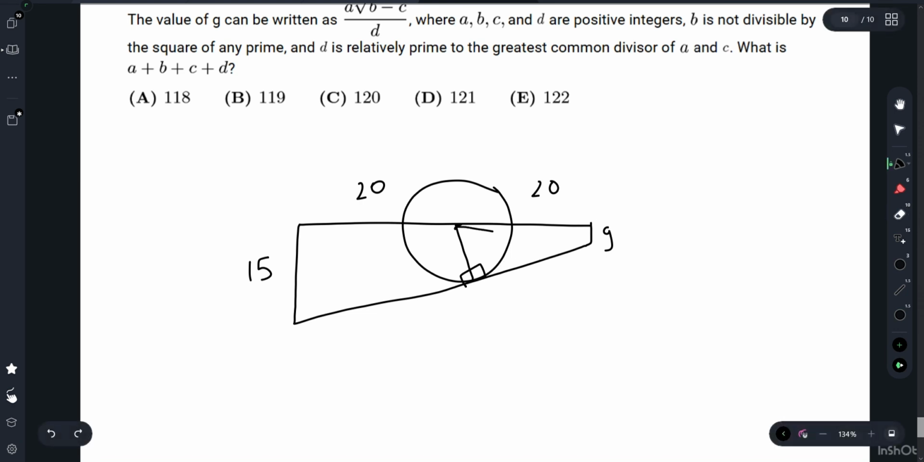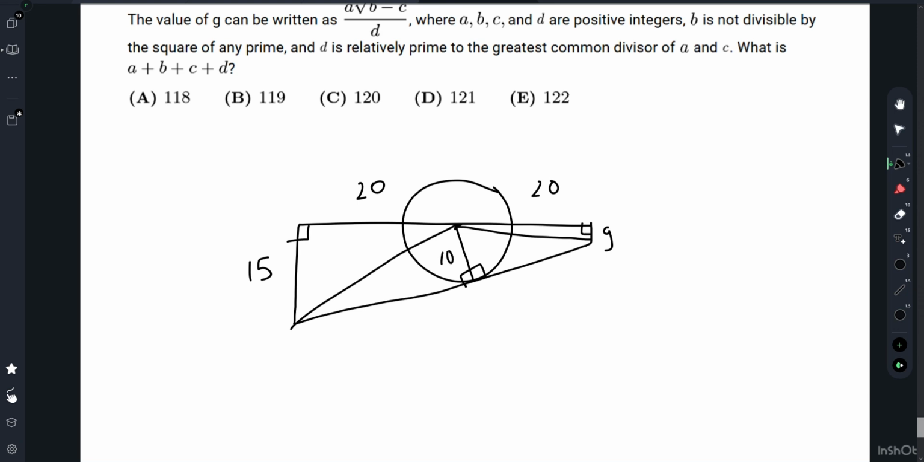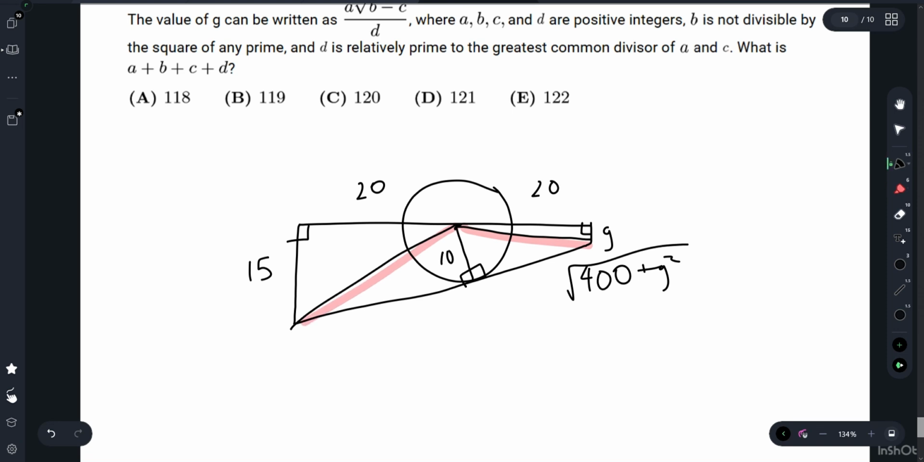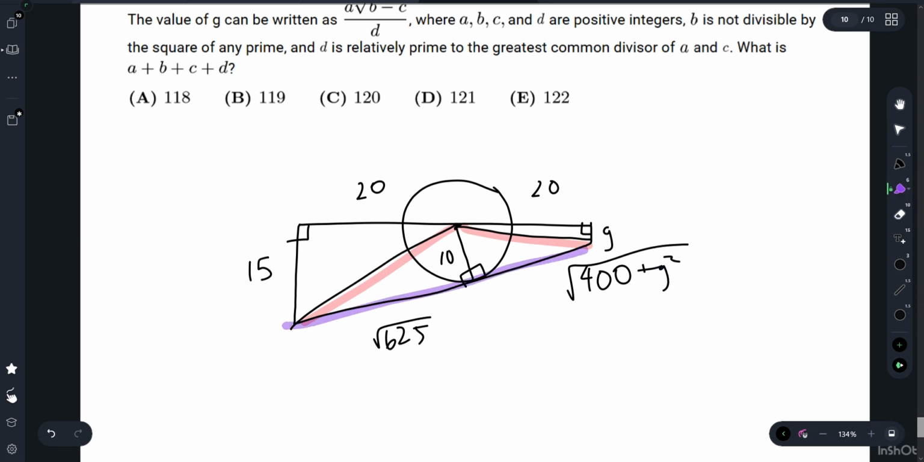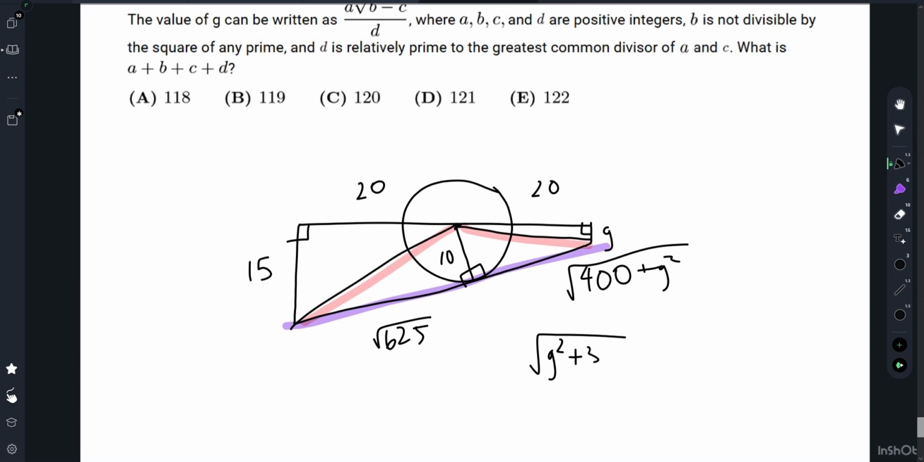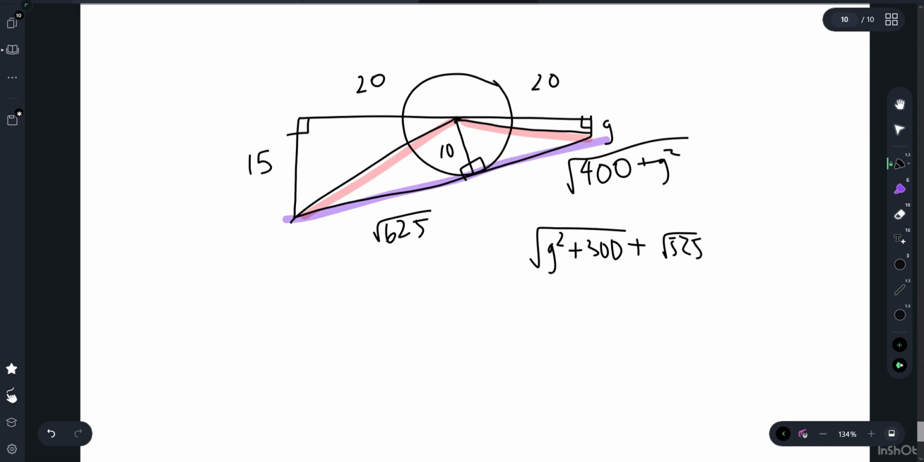Basically, let's make this line right here and this line right here. Now these are both 90 degrees. So now we know this is 10. So now we know that this length is equal to the square root of 400 plus g squared, and this length is equal to the square root of 625. So now by the Pythagorean theorem, we know that these two purple lengths are going to be equal to the square root of g squared plus 300 plus the square root of 525.